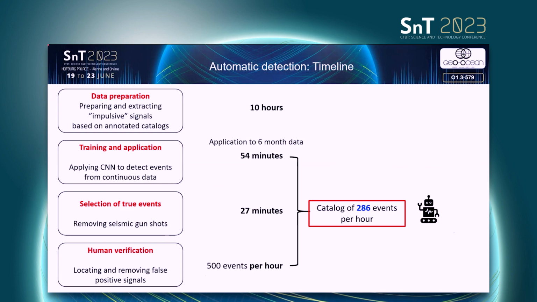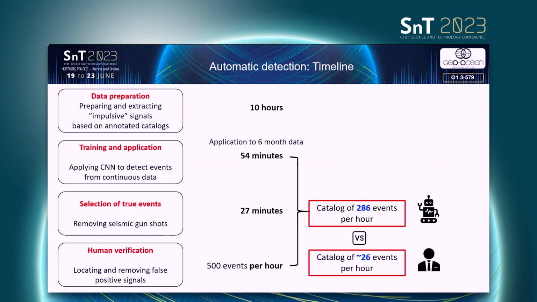So with this improvisation, it has been observed that we can detect around 280 events per hour versus just 26 events per hour of the manual work. So this automation technique is helping to understand the seismicity on a larger scale and in an efficient manner.